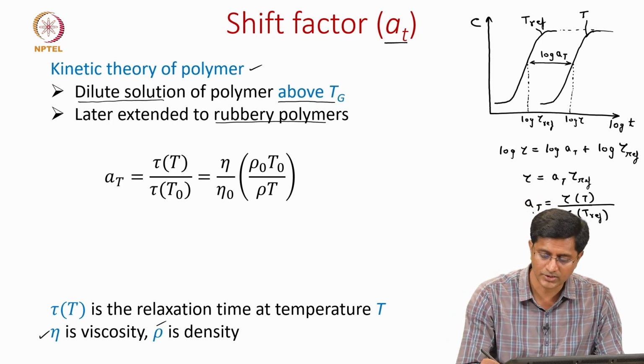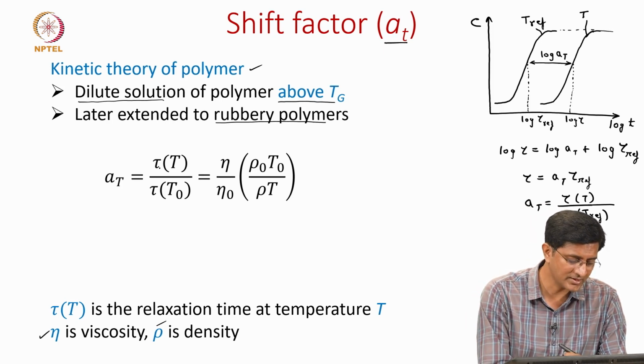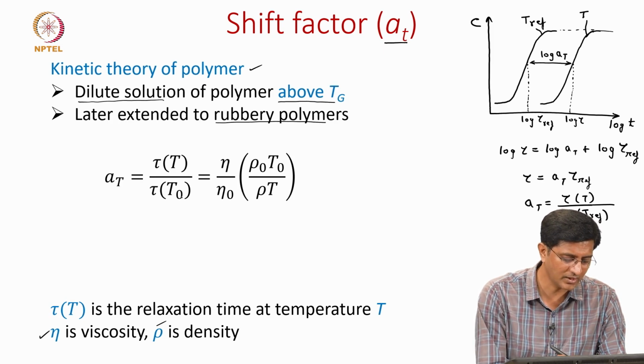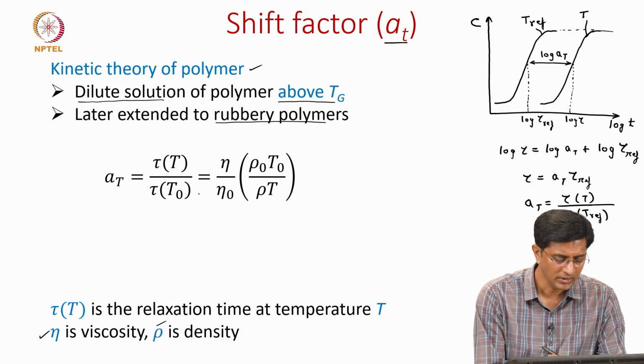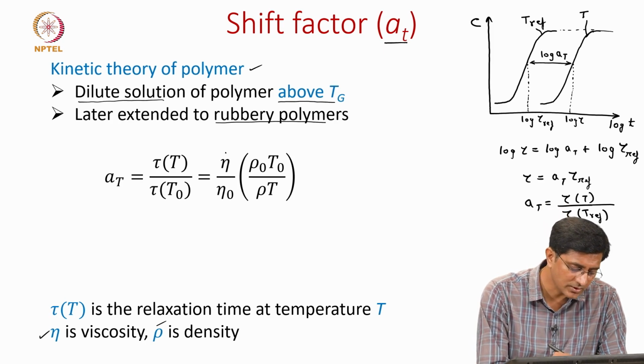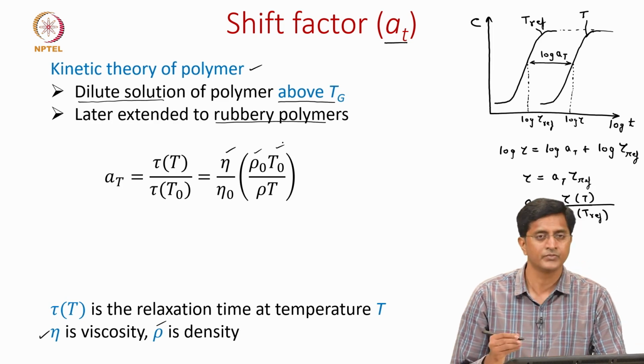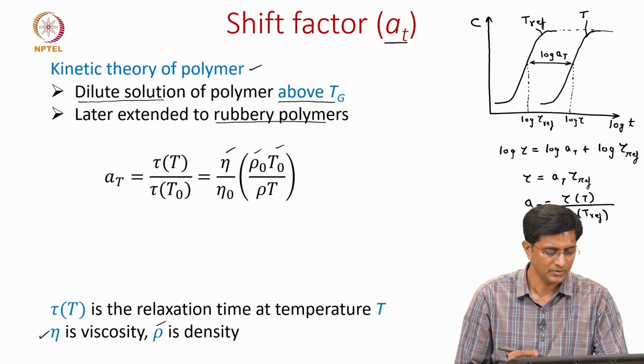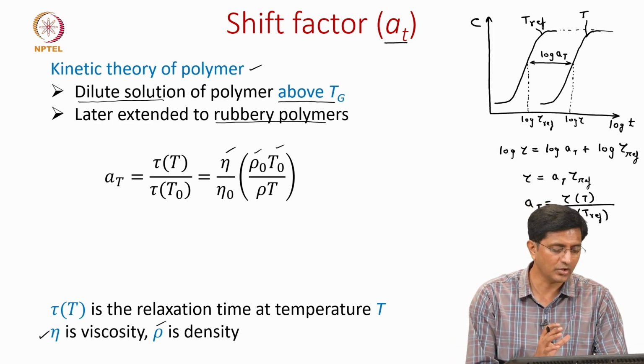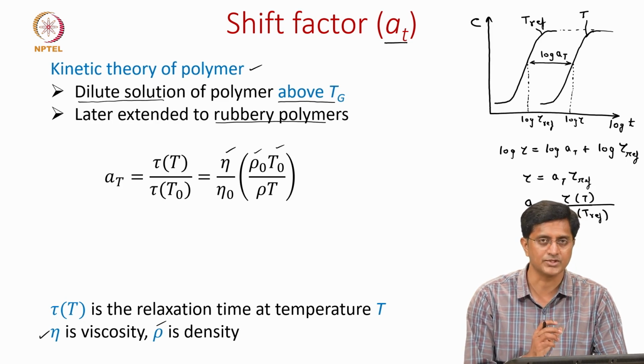Essentially, like we said, this shift factor AT is nothing but tau by tau naught. So, this is the relaxation time at temperature T divided by the relaxation time at temperature T naught, given in terms of this viscosity term, density term and the temperature terms. So, this is what the kinetic theory of polymers gives us.